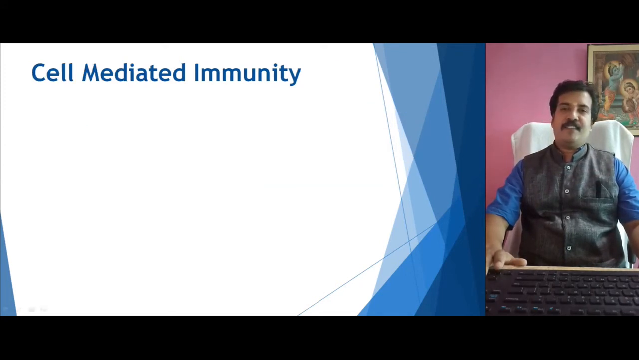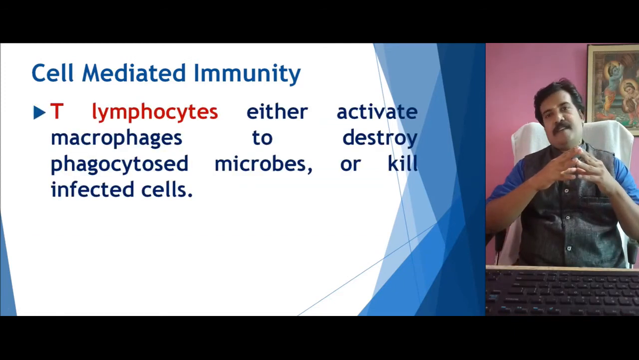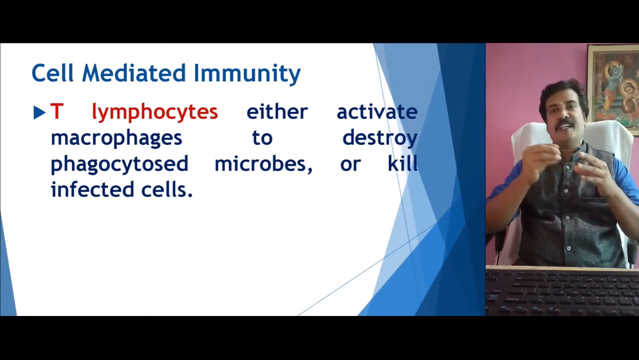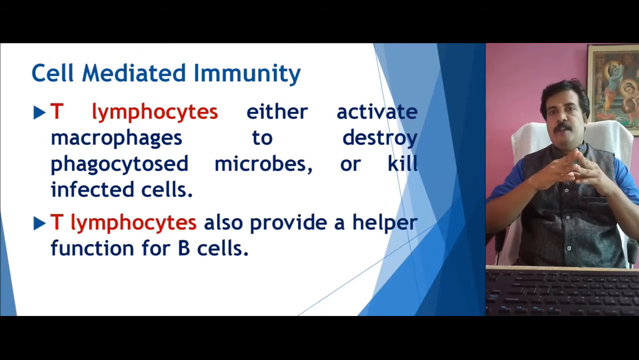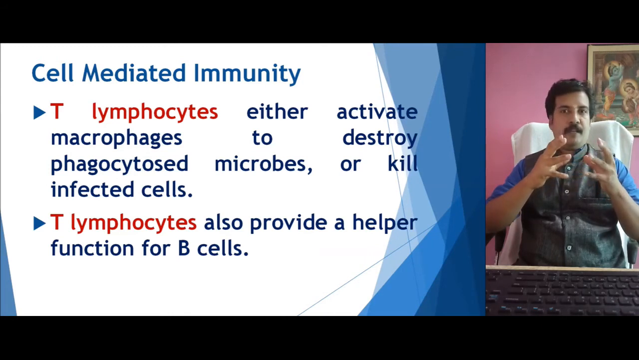Next is cell mediated immunity. In this condition the foreign substance has entered into a cell. For example, consider a virus. The virus might have entered inside a cell. So this infected cell should be completely removed. This can be done by the T lymphocytes. The T lymphocyte can itself convert to a cytolytic T lymphocyte, or it can stimulate a macrophage.